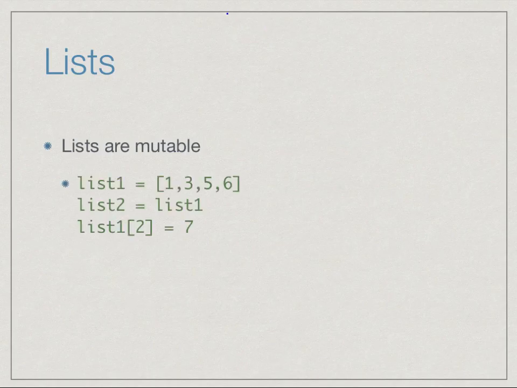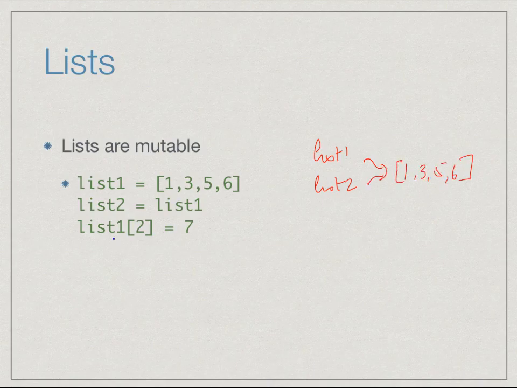So let's take a closer look at lists now. We said that lists are mutable objects. So if we have a list called list 1 whose values are 1, 3, 5, 6, and then we assign list 1 to the name list 2, then both list 1 and list 2, because lists are mutable, will be pointing to the same list 1, 3, 5, 6.